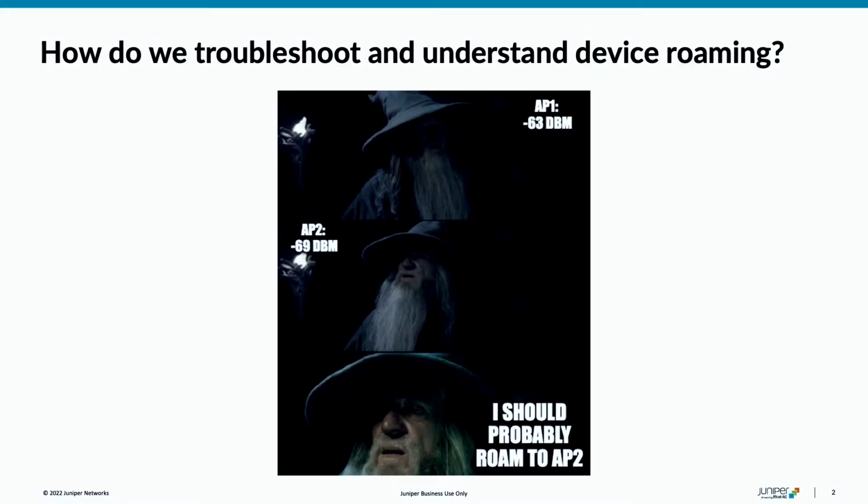So how do we understand and troubleshoot device roaming? How do we get into the green diamonds of what people and devices choose to roam to which APs? You know, AP1 could be negative 63 dBm, AP2 could be negative 69 dBm. Why not just roam to the weaker one, right? So how do we understand this and get better visibility of what decisions devices are making?